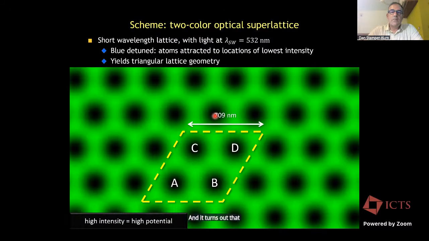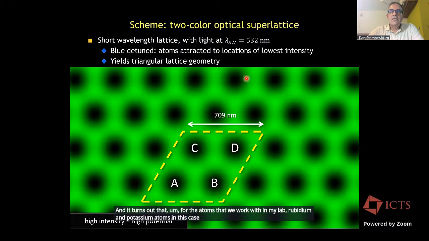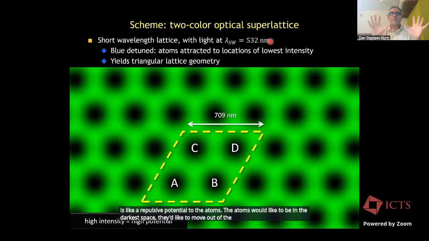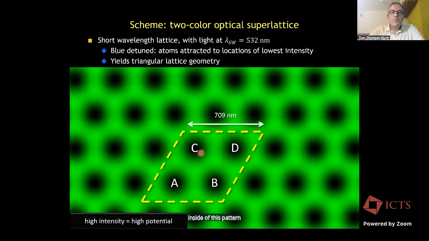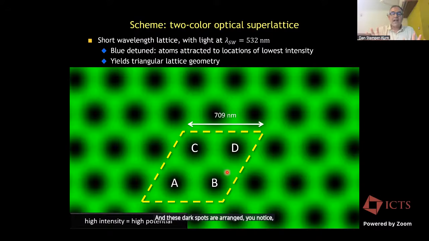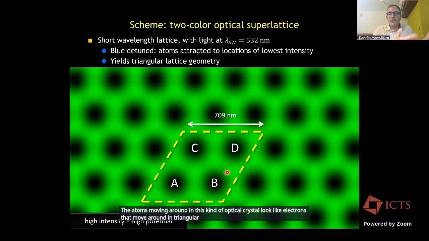And it turns out that for the atoms that we work with in my lab, rubidium and potassium atoms in this case, this light at 532 nanometer wavelength is like a repulsive potential to the atoms. The atoms would like to be in the darkest space. They'd like to move out of the bright spots inside of this pattern. So they move to spots that are shown here by these letters, the dark spots. And these dark spots are arranged, you notice, like a triangular lattice. So the atoms moving around in this kind of optical crystal look like electrons that move around in triangular crystal structures.